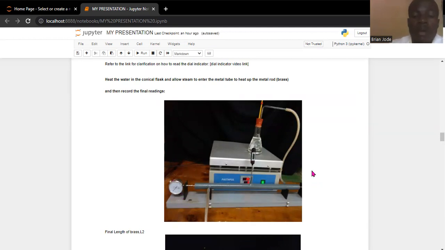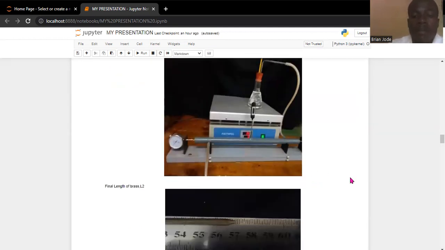Then after that, we are also supposed to record the final readings, like the final length of the metal bar after it has been heated, also the final dial setting, and of course the final temperature. So maybe we can have a look at how the dial setting is changing when the heating is underway, and also check how the temperature is rising.